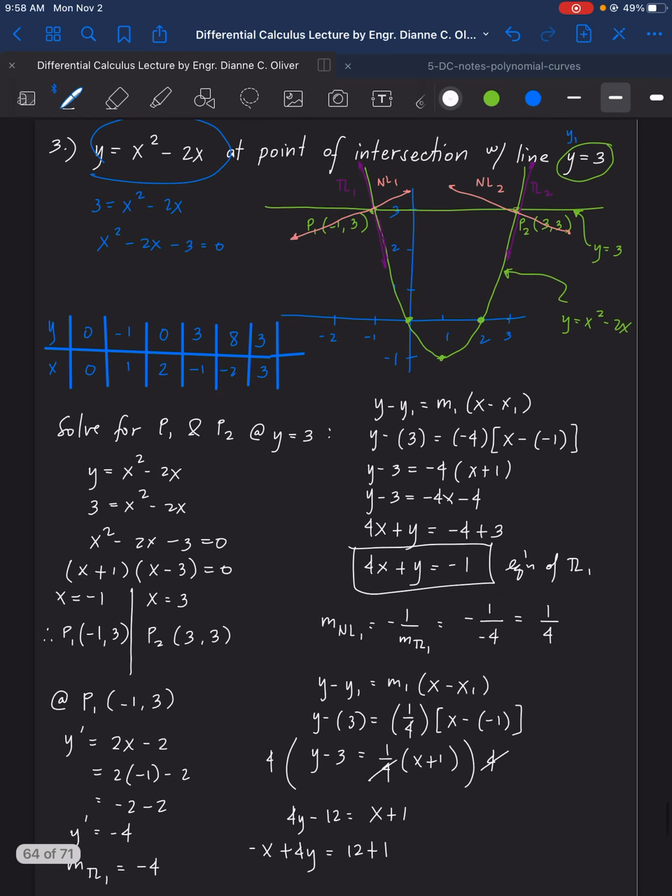So again, you can sketch the curve to get the point, or you can just simply solve it, whatever easier means you find. Okay, I will accept that.